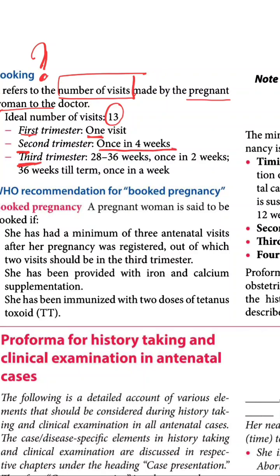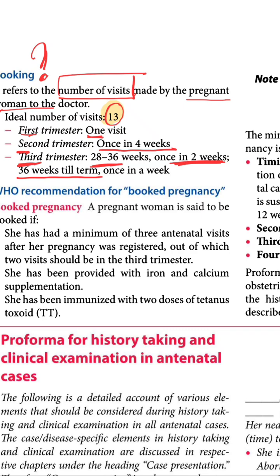In the third trimester, around 28 to 36 weeks, once in 2 weeks, and from 36 weeks till term, once in 1 week. So remember, booking is nothing but the number of visits made by the pregnant woman to the doctor. The ideal number of visits is around 13. In the first trimester, 1 visit. In the second trimester, once in every 4 weeks.